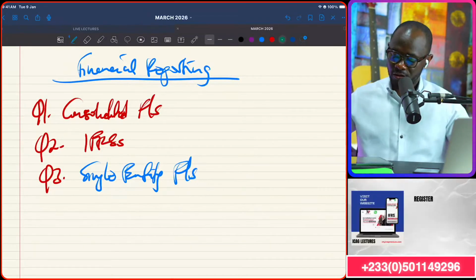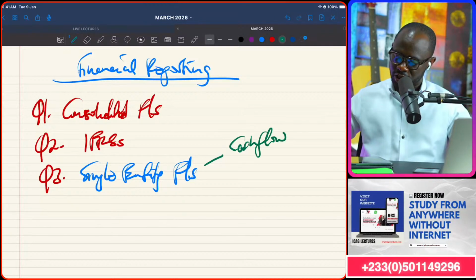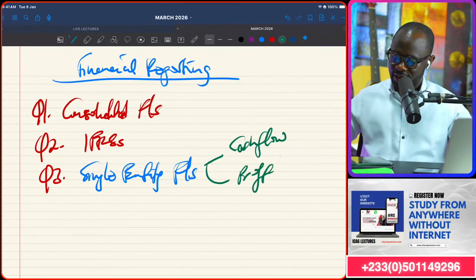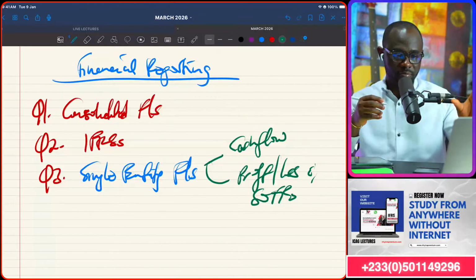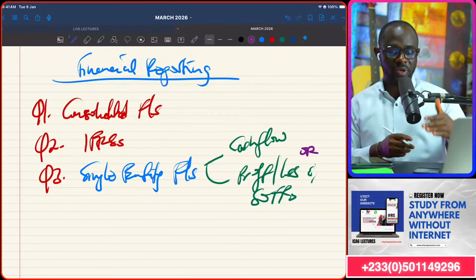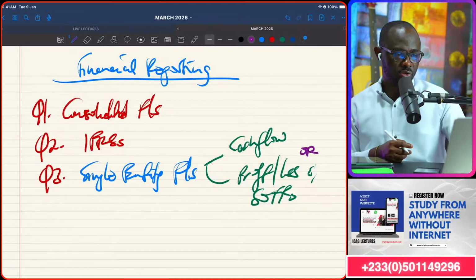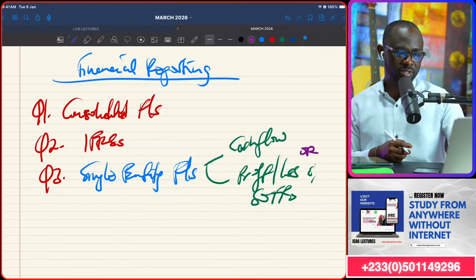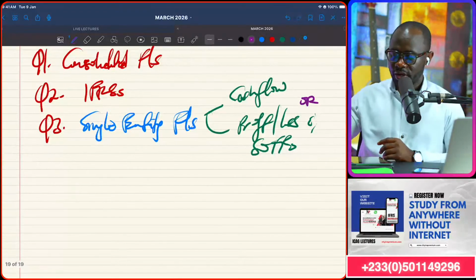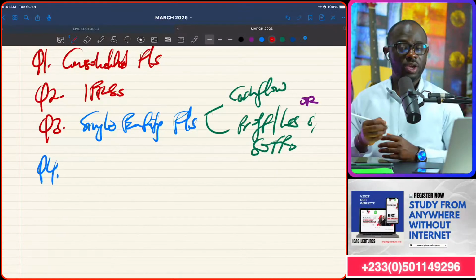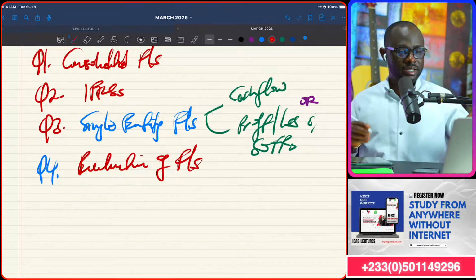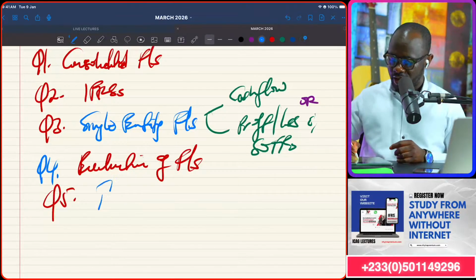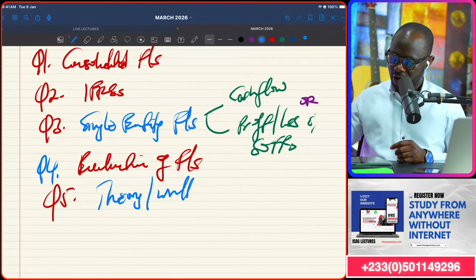Also 20 marks. Now, that is either you are going to prepare a cash flow statement or the profit or loss and statement of financial position. So either one of them will be in the exam hall. Either you will prepare the cash flow statement or you'll be required to prepare the statement of profit or loss and statement of financial position. But that is what you must understand there. That's question 3. Then question 4 is going to be on the evaluation of financial statement. All right. Then question 5 will be the theory areas. The theory or written areas.